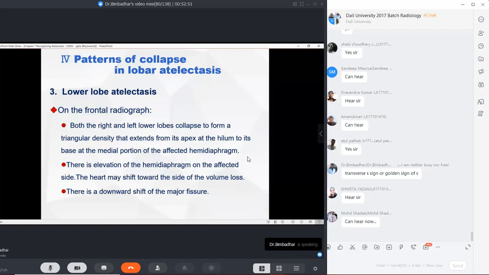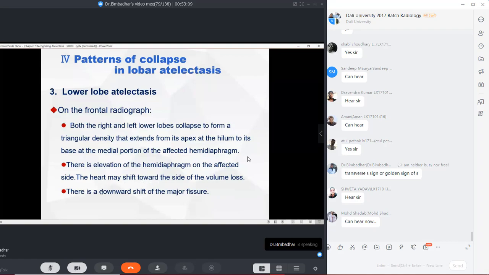Okay, so first the base is present down, the pleural base, and the apex is towards the hilum. That is the first sign. Then there is an elevation of the hemidiaphragm, that we also know as a fact. There will be mediastinal shift, that we also know from what we have learned till now.